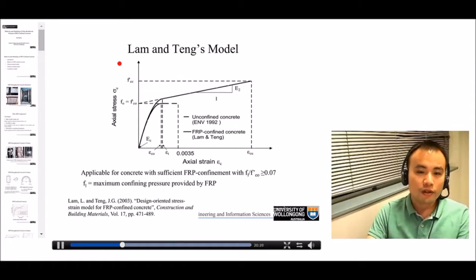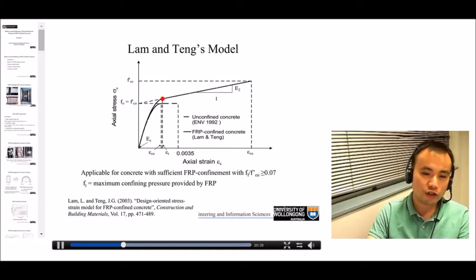And the third type of model is the very well-known Lam and Teng model. In the Lam and Teng model, basically they use two separate equations to describe the two different stages of FRP-confined concrete. This model consists of a parabolic first portion and a linear second portion. These two portions are smoothly connected together.